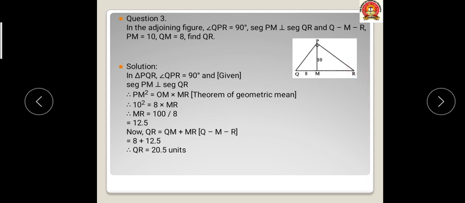Here also you can use the theorem of geometric mean. That is PM square is equal to QM into MR. So 10 square is equal to 8 into MR. MR is equal to 100 divided by 8. So it is 12.5. Now MR is 12.5. So 12.5 plus 8, that is 20.5 units. Why? Because Q, M and R are collinear, and therefore QR is equal to QM plus MR.